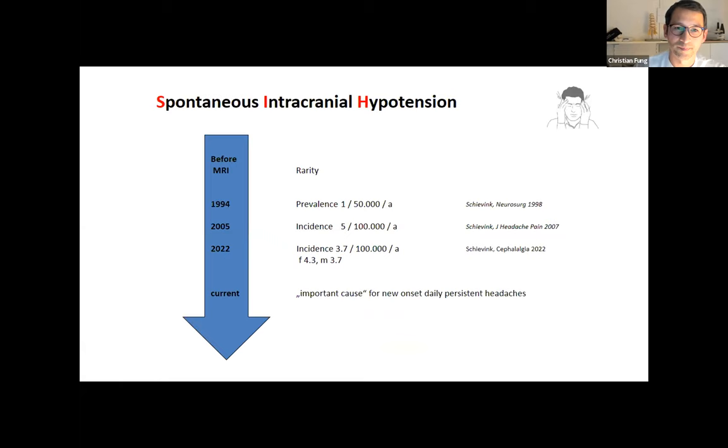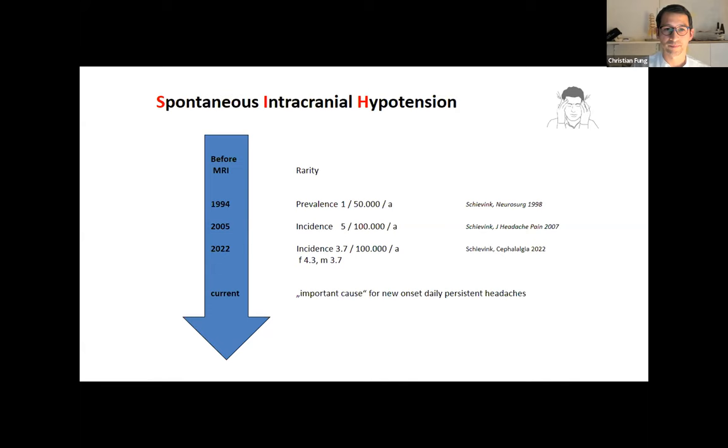When you talk about SIH, you need to talk about incidences as well. Formerly, before the introduction of the MRI, this was a rarity and there were only small single reports about the disease. But of course, with the introduction of MRI and more sophisticated diagnostic workup, the incidence grew bigger. The latest publication I found was from 2022, again from Dr. Schievink from LA, stating the incidence of 3.7 per 100,000, and females are more often affected than males, with 4.3 compared to 3.7 per 100,000. In general, nowadays, SIH is considered an important cause for new onset daily and persistent headaches that must be examined further.